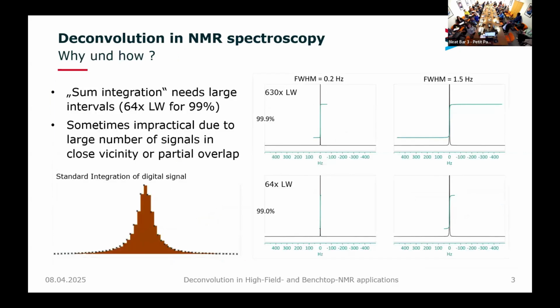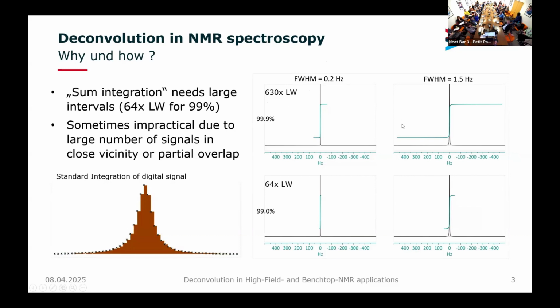So why should we do this in the first place? We've seen in the presentations earlier today that integration of the signals is pretty nice. Of course you have to think about integrating the whole signal, and about integrating with or without the carbon-13 satellites. In theory, for an ideal Lorentzian function you have to cover 64 times the line width at half height for 99%, sometimes even larger. If you go to 99.9%, it gets very, very large. And this depends, of course, on the full width at half maximum.